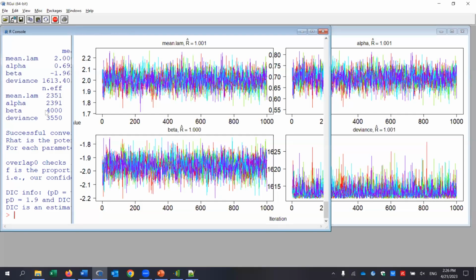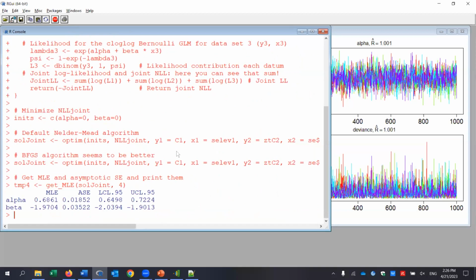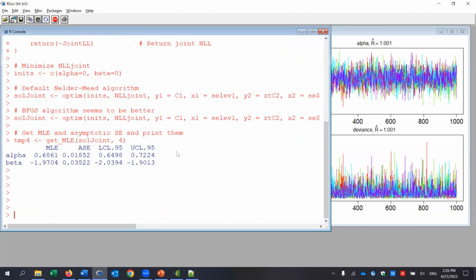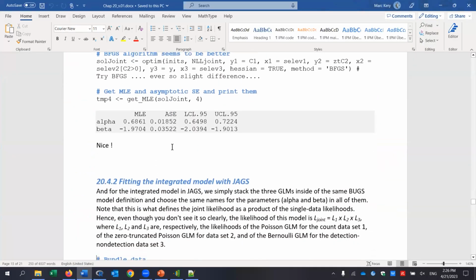I think I just want to execute. Look at this. That's our integrated model here with our own likelihood inference. I think I was really proud when I did this. Okay. And then what about JAX?